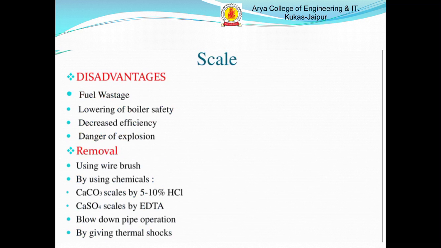This is the disadvantage of scales: fuel wastage, lowering of boiler safety, decreased efficiency, danger of explosion. And next is how can we remove scales: using wire brushes, by using chemicals, calcium carbonate scales by 5 to 10% HCl and calcium sulfate scales by EDTA, blow down pipe operation, and by giving thermal shocks.